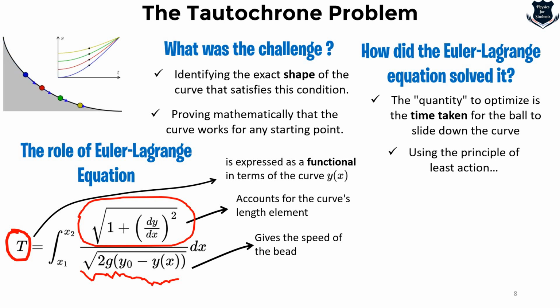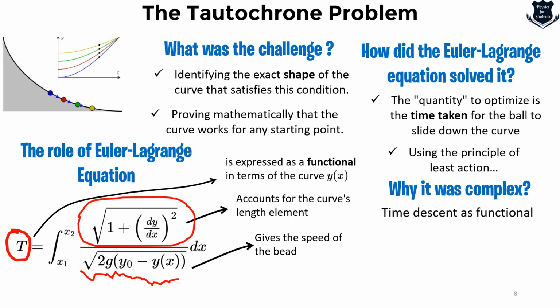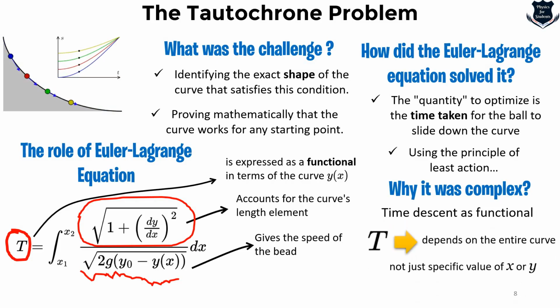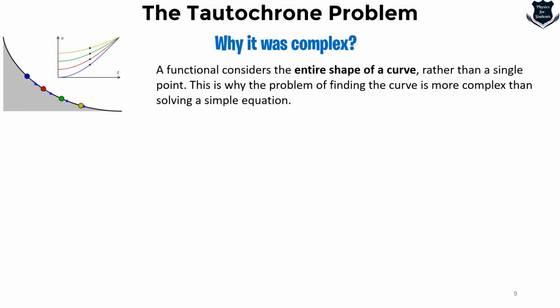It used what is called the principle of least action, and thirdly, the most important question is why it is complex. We could have solved it with Newton's laws of motion or analytically. The complexity is because the time t is a functional. That means the time t depends on the entire curve, not just specific values of x and y. So that was basically the problem. When we talk of the complexity, we should understand the basic root of this problem. The challenge is that a functional should consider the entire shape of a curve.